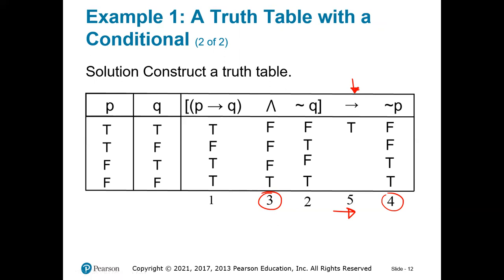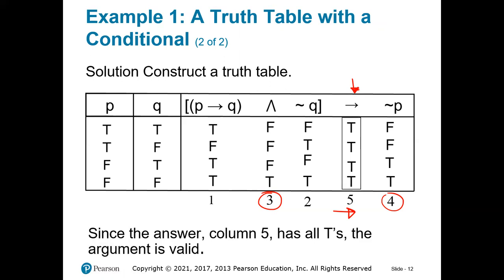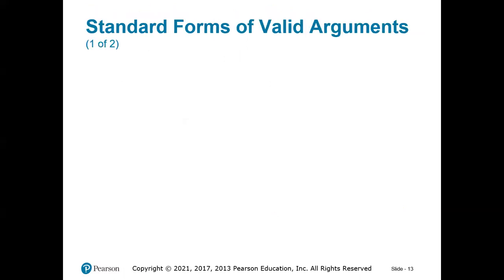So that's the last step, number 5. It's going to be true all the time. And therefore, it is a tautology. And therefore, the argument they gave us is valid. So since the answer, like I said, of column 5 has all T's, the argument is valid.